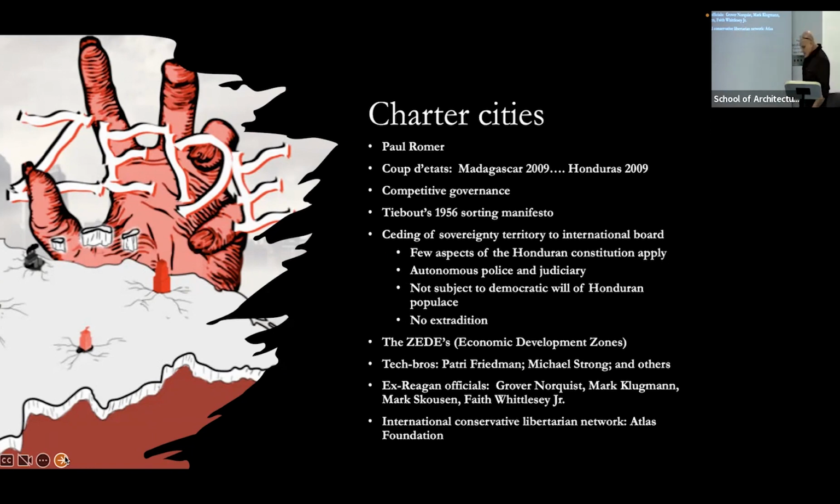Charter cities, so the idea here came, in part, from Paul Romer, who was an economist. He was chief economist at the World Bank briefly in, I think, 2018. He was an economist at Stanford, and I think he's now at NYU. But Romer's idea was that traditional forms of aid, international aid and so forth, have not really done much. They haven't resolved the kinds of things that they're intended to resolve. And so maybe what one might do is something like charter schools, charter cities.